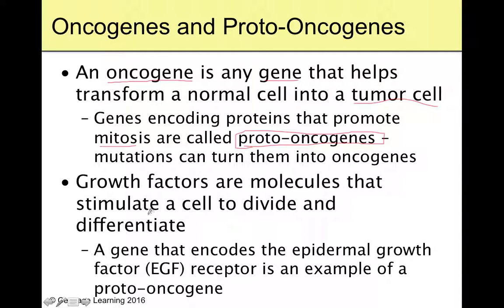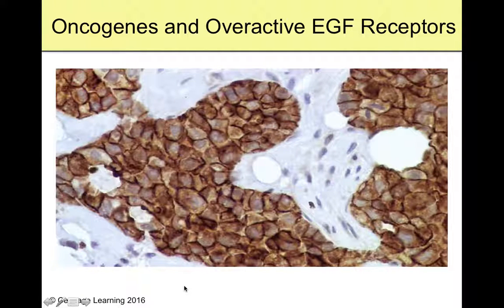Growth factors are molecules that stimulate a cell to divide and differentiate. And one of our genes that encodes epidermal growth factor is an example of a proto-oncogene. As long as it's not mutated, the epidermis grows, everything's cool. If it becomes mutated, cells in the epidermis, your skin, grow out of control, and that's not cool. We call that cancer. Not good.